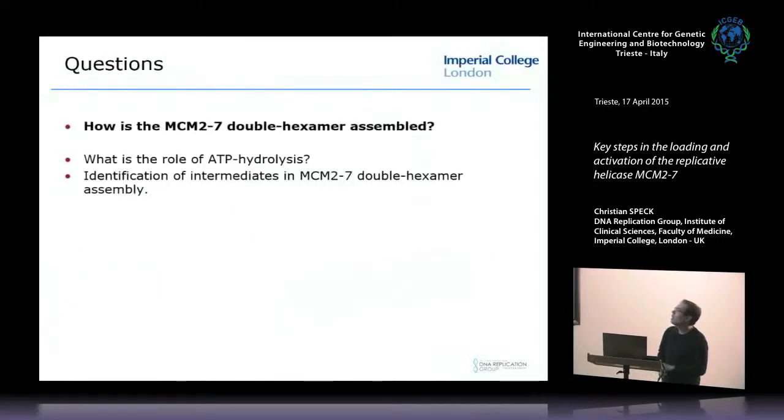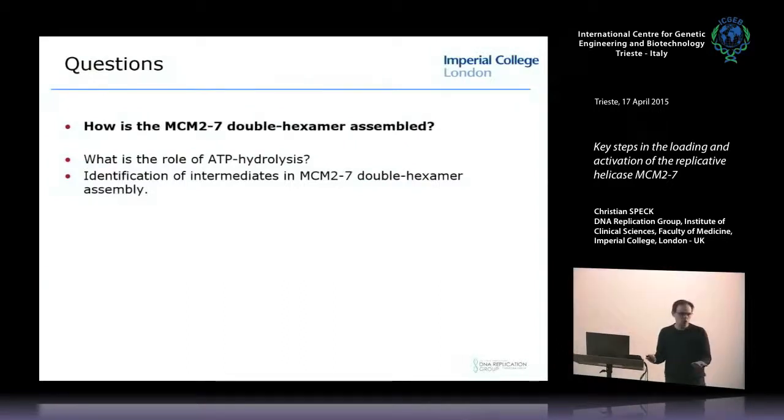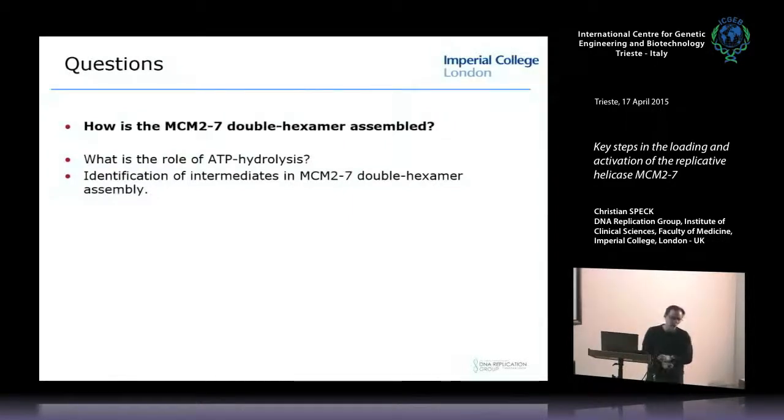So, all right. We were asking the question, really, how is the MCM double hexamer assembled? The initial model by our competition was that it becomes loaded in a concerted process as a double hexamer on top of DNA. And we said, okay, could be true. But then we wondered, maybe one should look at this in a careful way and let the data speak about it. So we asked, what happens in the absence of ATP hydrolysis? Could we look for an intermediate, and then we may be able to see how this process works? And we went on the hunt for intermediates in MCM double hexamer formation.